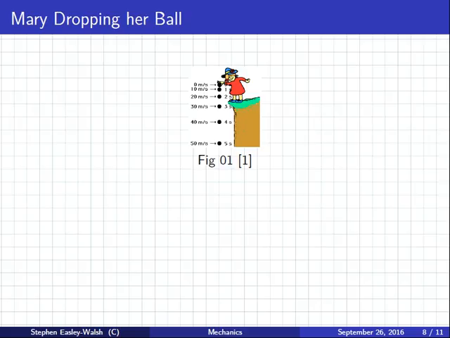Right, so here's a picture of Mary. She's dropping a ball off a cliff and she notes that the speed increases. At the beginning it's at rest. One second later it's going about 10 meters per second. Another second later it's going 20. Another second later it's going 30.